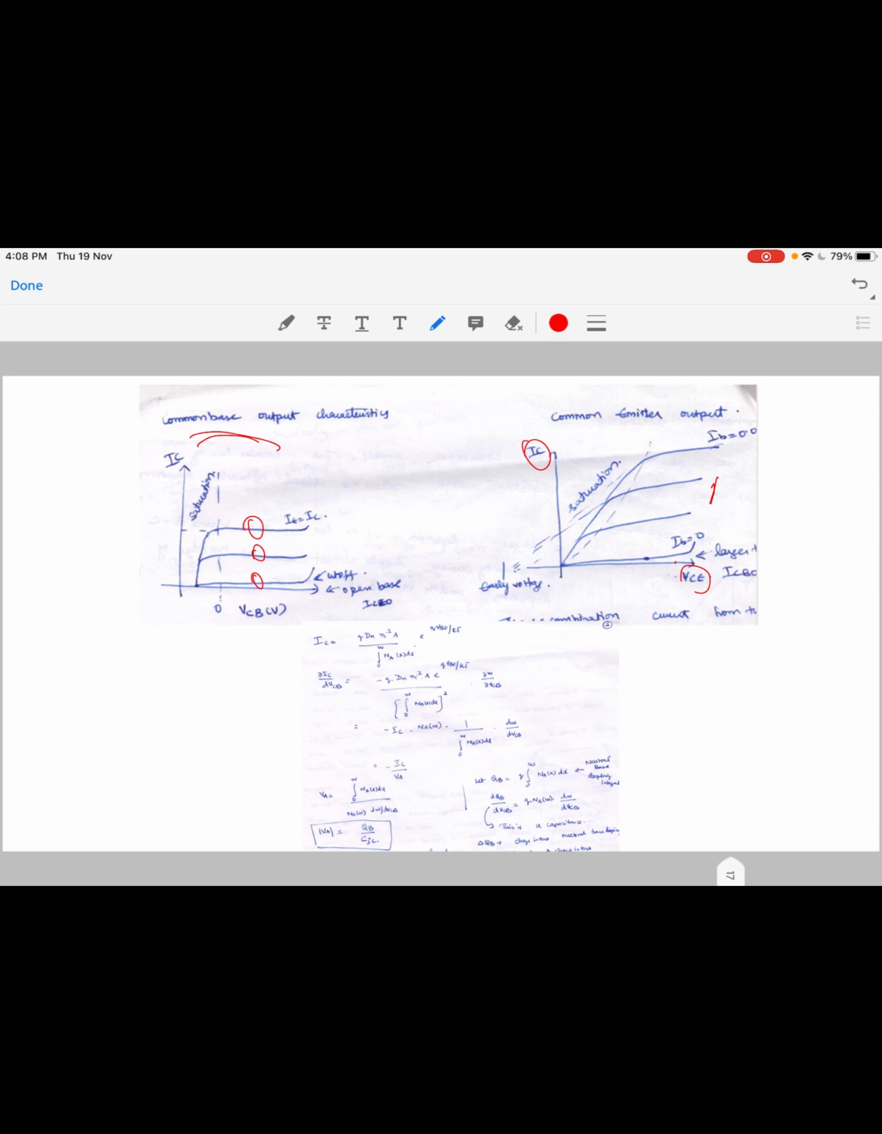And we went into details about what determines the slope of the current here, and these slopes can be shown to meet at one point, which is called the Early voltage. And the higher the Early voltage, the flatter these curves are, and the flatter these curves are, the better current sources they are. The Early voltage also depends upon what is called the Gummel number, as shown here, right?